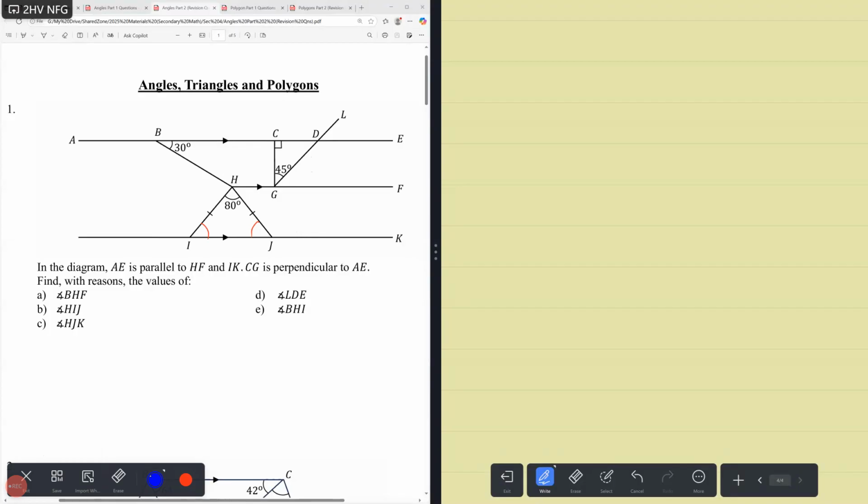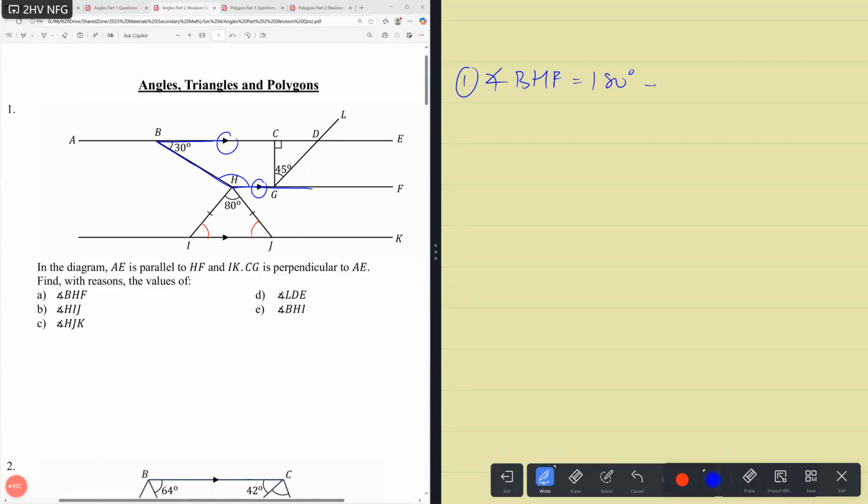So let's find angle BHF. BHF is this one. This is the angle. When I study this angle, the first thing that I see, and I hope you see this as well, is it is an interior angle with angle 30, right? Because these two lines are parallel to one another. Therefore, angle BHF and angle 30 are interior angles. So the first thing that I will write down is angle BHF is equal to 180 degrees minus 30 degrees. The angle equals 150 degrees.